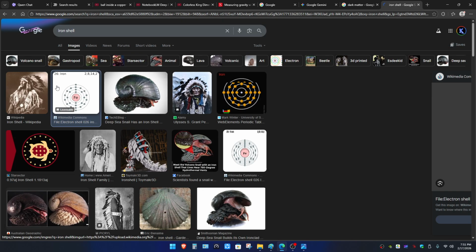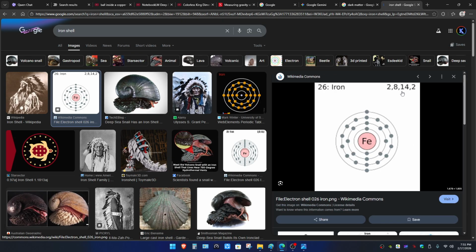So if we look at the iron shell, what can we see? We know how much each shell can take: 2, 8, 18, 32. So in this area here, in the 2 area, how many are missing? 32. About 30 is missing, right? And not only that, in this inside area, how many?